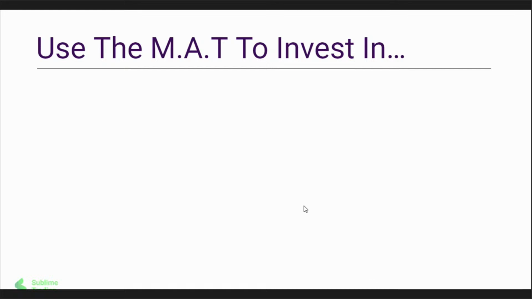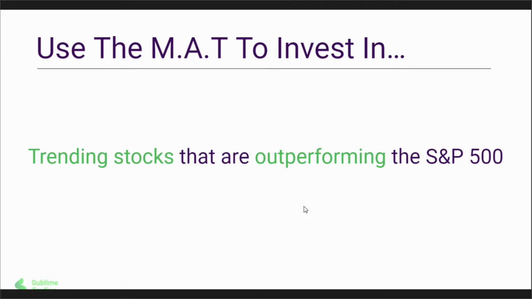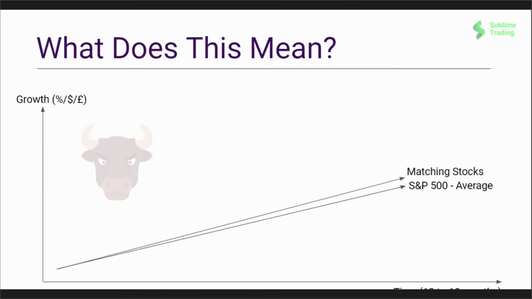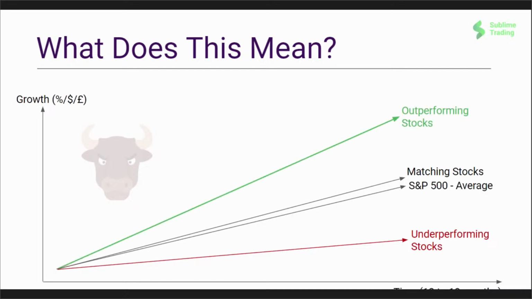Now, use the MAT to invest in trending stocks that are outperforming the S&P 500. Now, what does that mean? Well, first of all, the S&P 500 is an average. So if you invest in the average, such as a tracker fund, you will get an average return of the stock market over a number of years. Let's say that average is 10%, 11% a year. Some stocks will match the average. Some stocks will underperform against the average, but there will be many, many stocks that outperform the average.